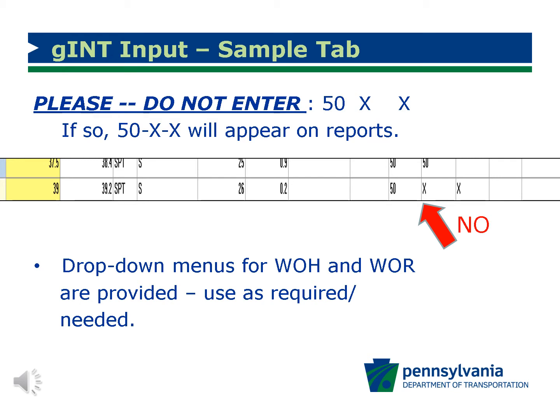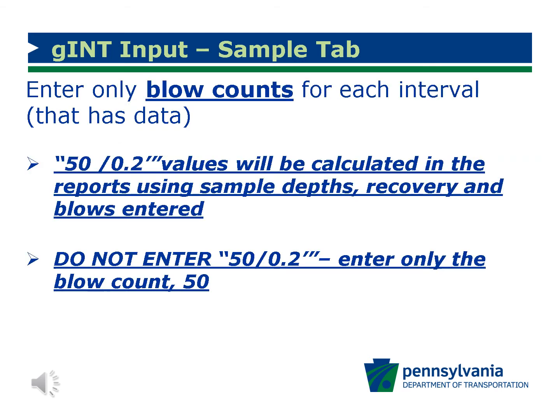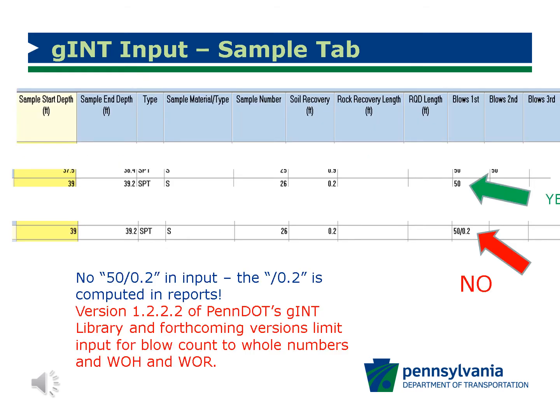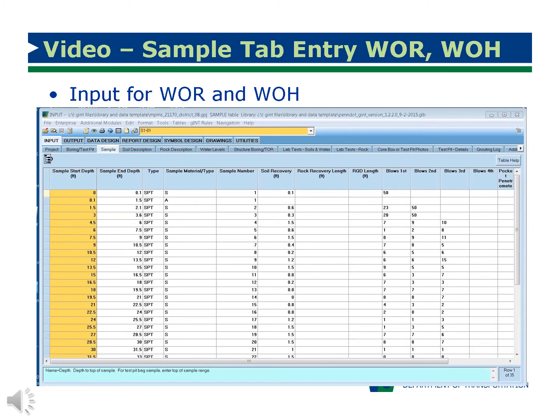Also, note that a drop-down menu containing weight of hammer and weight of rod is available on the blows first through blows fourth input items. Please do not enter the blow count and the accompanying length in blows columns. Enter only the blows first, second, third, etc., as shown on the next slide. See the examples of correct input for blow count without the length and incorrect input. Please click on the screen and then click on Play to view the video demonstrating input for weight of rod or weight of hammer.